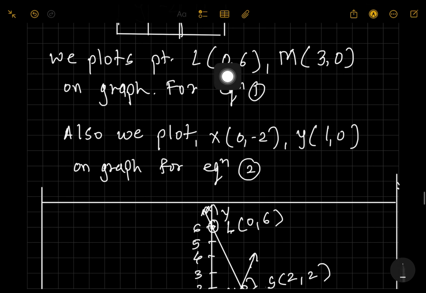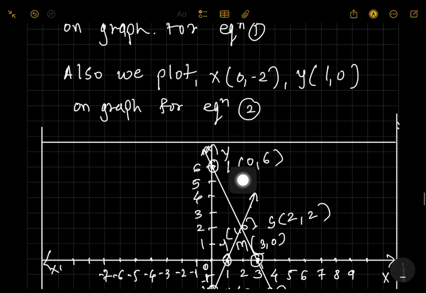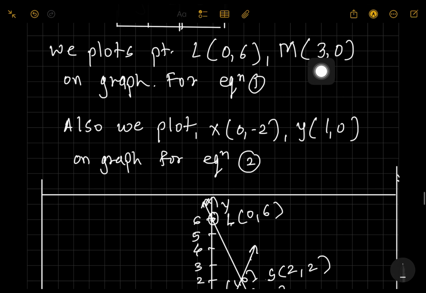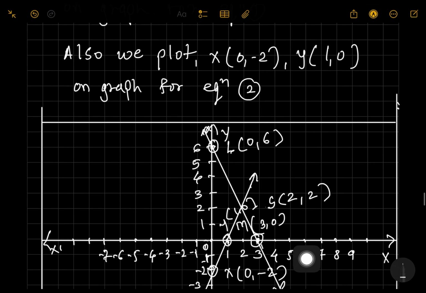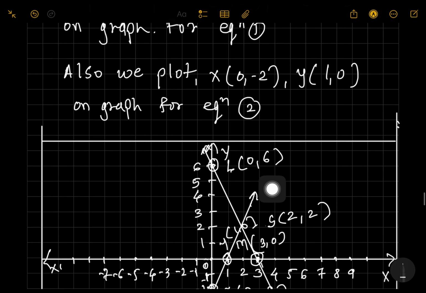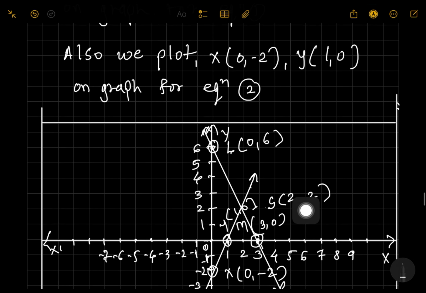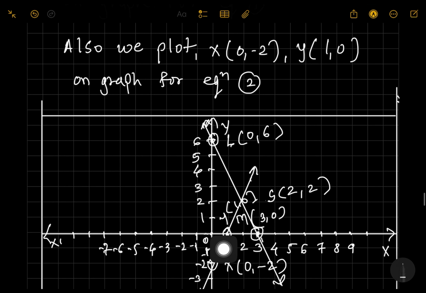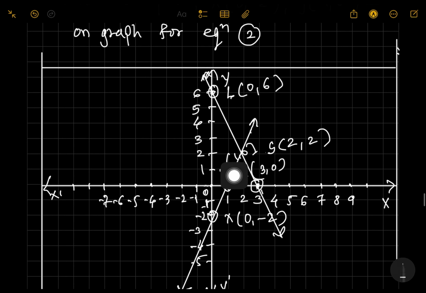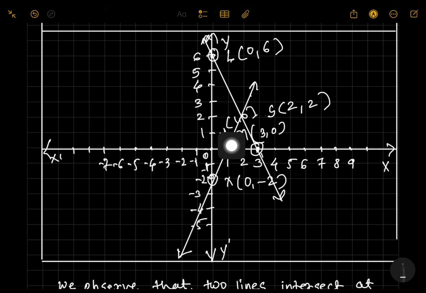Now see, (0, 6) means what? x is 0 on the x-axis and 6 is on the y-axis, means (0, 6). Then (3, 0) means x is 3 on the x-axis and y is 0. Then in the same way here, x is 0 and y is minus 2. And then x is 1 and y is 0. I am showing it here. Space is a little less here, so it becomes congested like this.